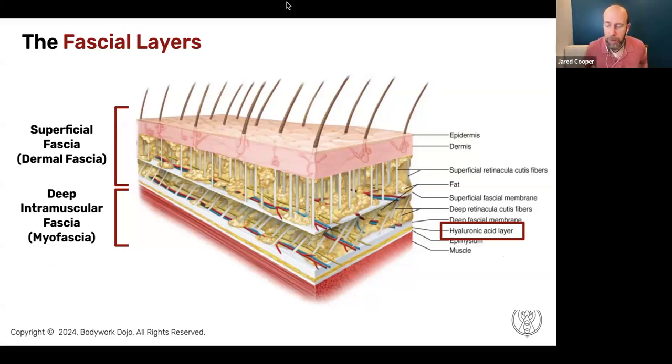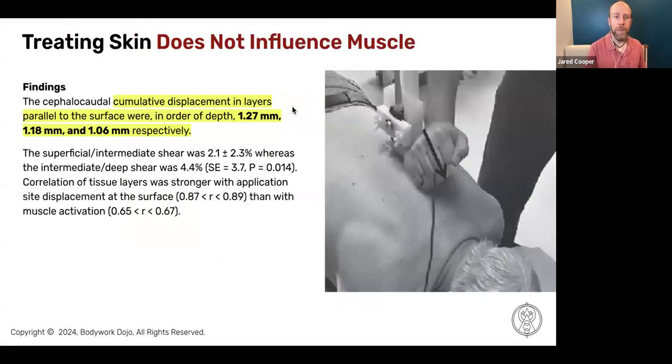And we know this to be true because when you contract your muscles, your skin doesn't move. That would be a little bit weird. It does in your face, but nowhere else in your body. And likewise, if you push and pull on the skin, it doesn't actually affect the muscle. We know this to be true because there have been several studies, including this one, that looked at what would happen if you were to push and pull on the skin to the muscle underneath. And as it turns out, nothing.